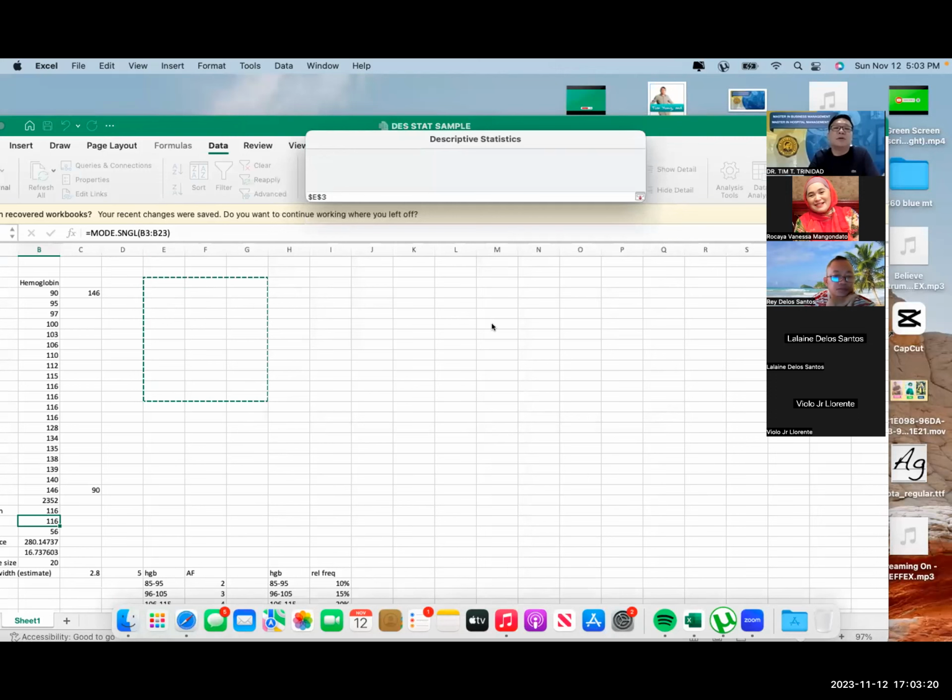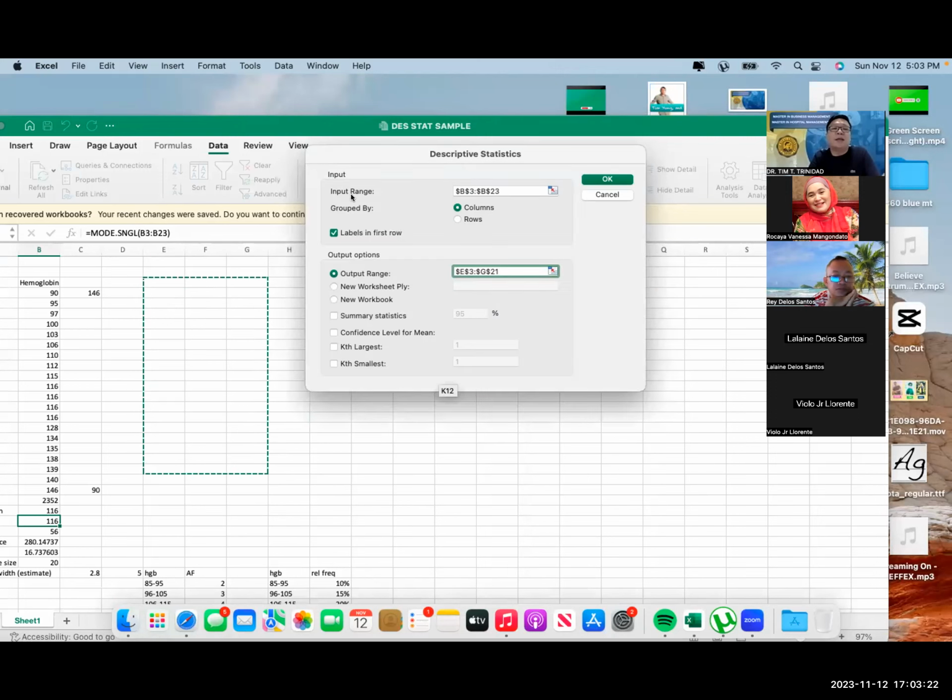So we've identified the input range. The input range will be your set of data. And you click on the labels on the first row. The output range is where we want to place the descriptive data. And then you just press OK.